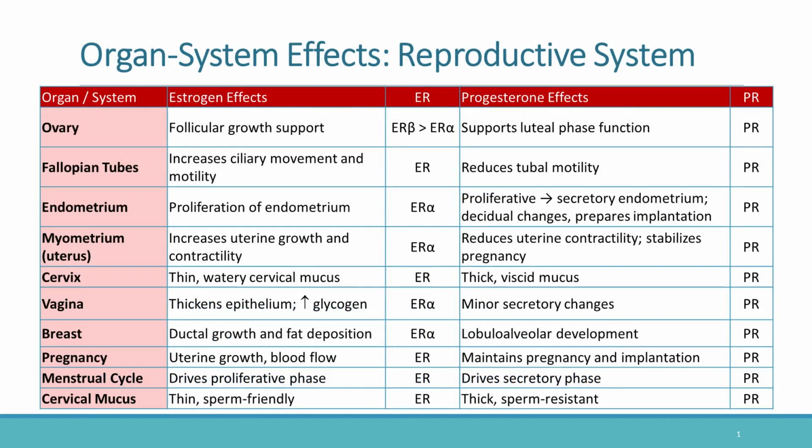Estrogen generally promotes proliferation, growth, motility, and sperm-friendly reproductive conditions. Progesterone generally stabilizes tissues, supports implantation, and maintains pregnancy. Notice the opposite effects on cervical mucus. Estrogen produces thin, watery mucus favorable for sperm penetration. Progesterone produces thick, viscid mucus resistant to sperm passage. Similarly, estrogen promotes uterine growth and contractility, whereas progesterone suppresses uterine contractility. This explains why progesterone is essential for maintenance of pregnancy.